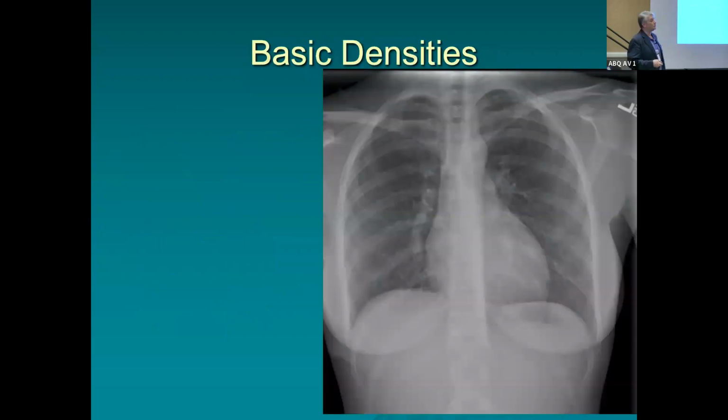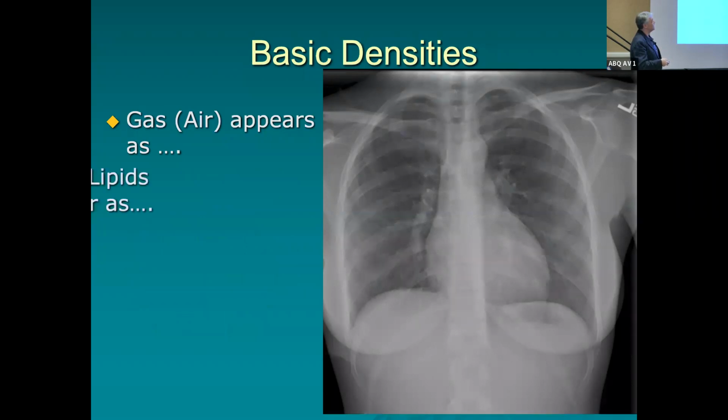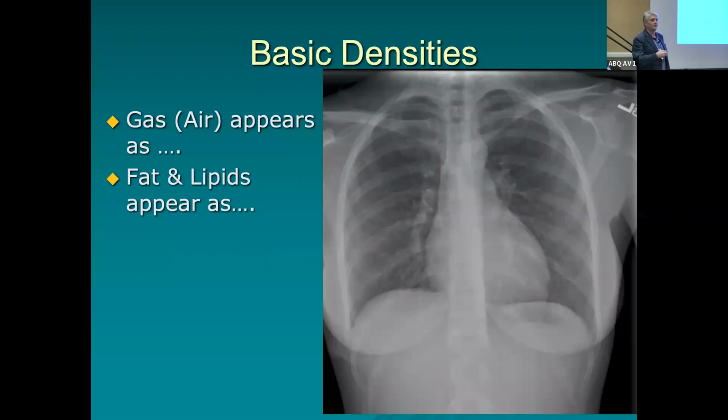There are basic densities that we're going to be looking at here, and I'll use this example. Gas is going to be all dark. You can look right here on the sides of this person. This is the absence of any type of tissue that may be present or occluding any of the x-ray beams. Now in the lungs, you can see there's a lot of air in the lungs. That makes sense. So it's going to appear darker in the lungs than in other areas.